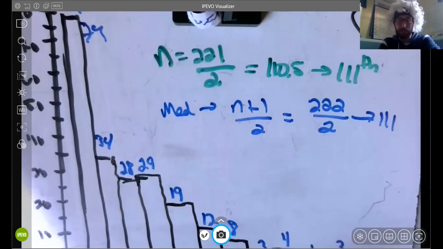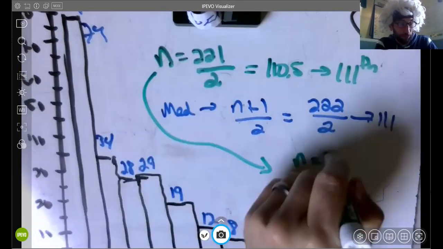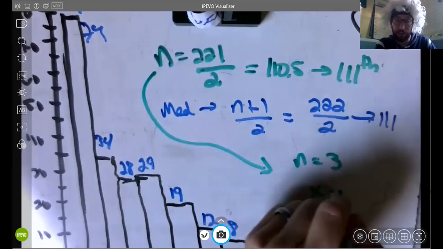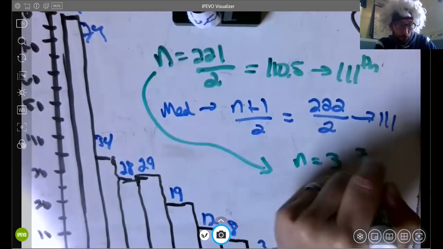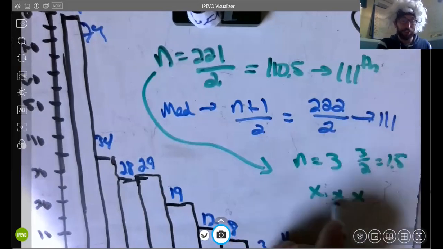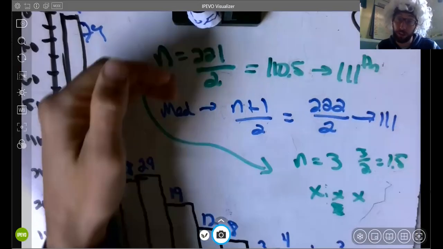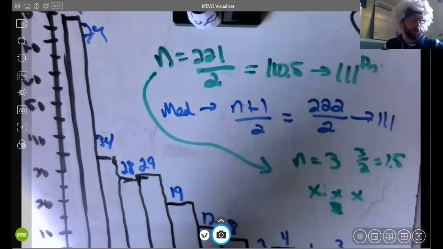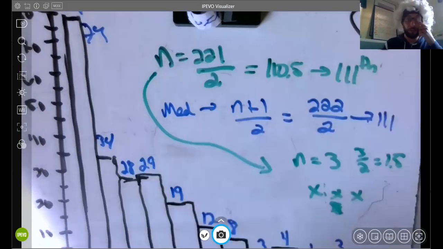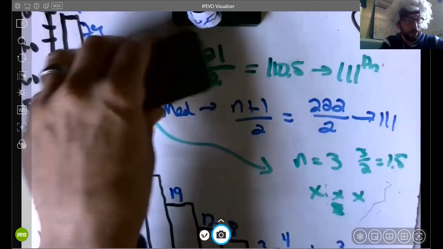And back to this green, that's because if I have an odd number, let's say n equals 3, 1, 2, 3 data values, 3 over 2 is 1.5, but that's not where the median is. The median is actually here, the second data value. So whether you just do the raw n over 2 like I'm doing in green, same as before, or you do the n plus 1 over 2, whatever, we just have to now understand that the median is going to be the 111th data value.